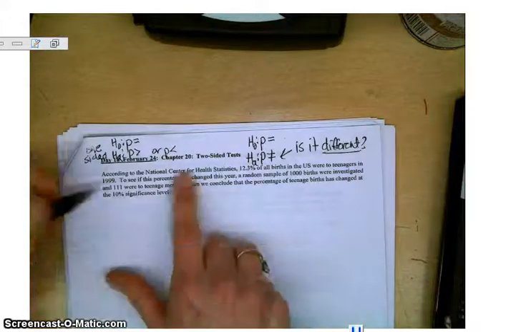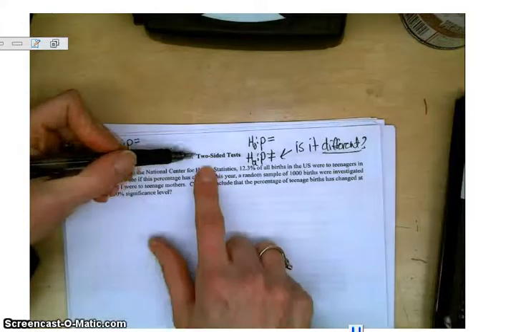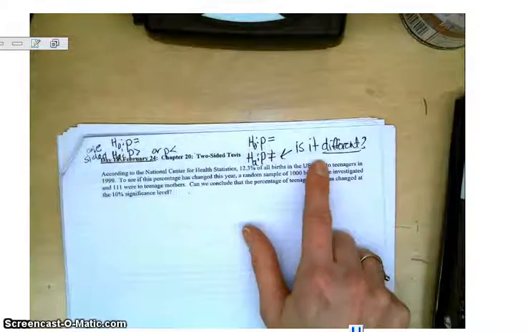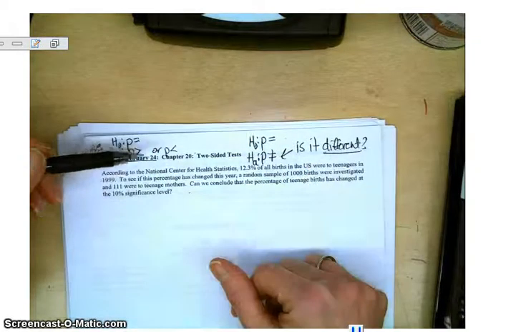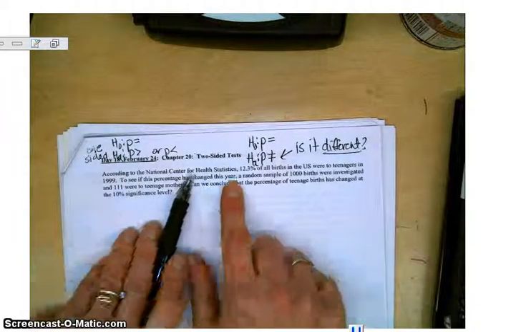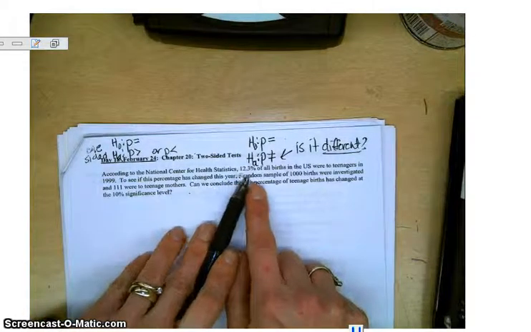So again, we're dealing with a two-sided test today. The wording in the problem will say, is it different now than what it was? And that'll help us write our hypotheses. So according to the National Center for Health Statistics, 12.3% of all births in the U.S.